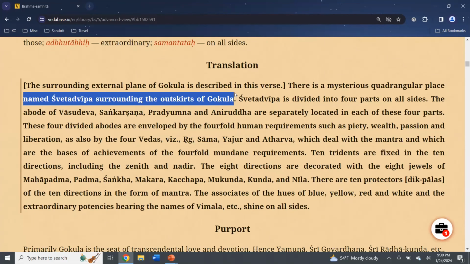So in this, it talks about dharma, artha, kama, moksha, right? It says that the Śvetadvīpā has 4 parts, and these 4 divided abodes are enveloped by the 4-fold human requirements such as piety, wealth, passion, and liberation, and also by the 4 Vedas which deal with the mantra, and which are the basis of achievements of the 4-fold mundane requirements. I didn't understand this part. Why are these things which are connected to the material realm mentioned here?